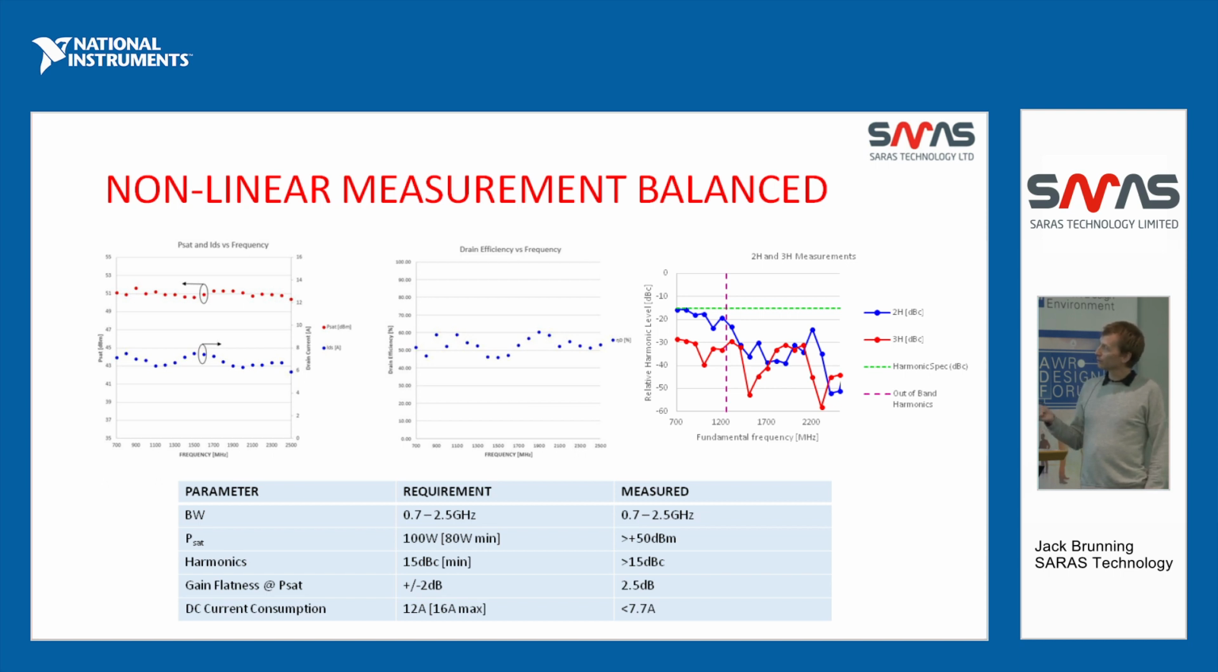0.7 to 2.5 GHz PSAT, 100 watts, well, 80 watts minimum, we came out with greater than 100 watts, 15 dBc measured. Gain flatness, we had plus or minus 2 dB, we're 2.5 dB, so pretty flat at PSAT. And then obviously the current consumption, less than 8 amps at PSAT.